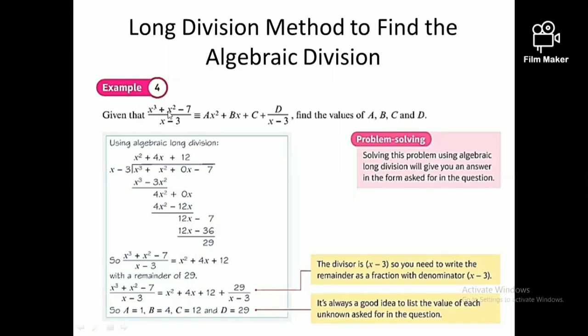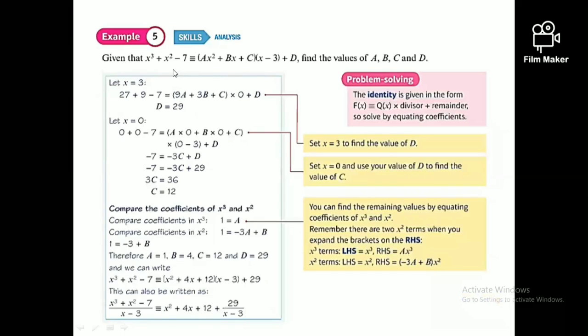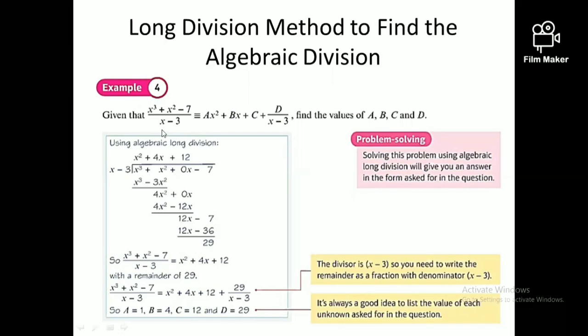Then x cubed plus x squared minus 7 divided by x minus 3. I think that's the same question we have used over here, right? Okay. Then you can do the long division. When you write it, you write x cubed, x squared. There are no x terms, so you write it as 0x minus 7. Hopefully you know this technique.